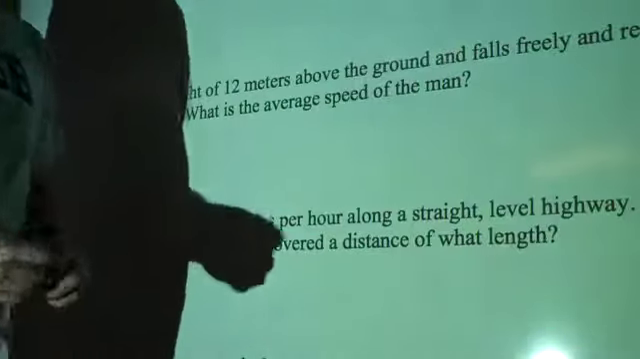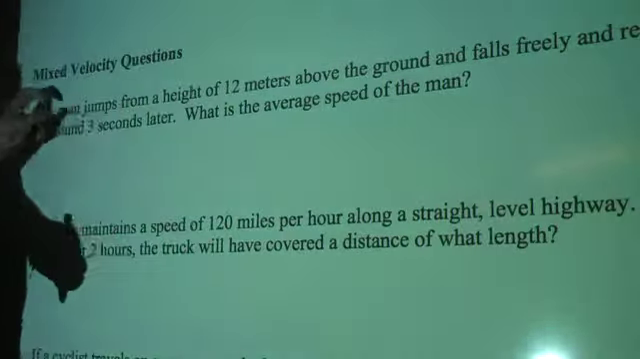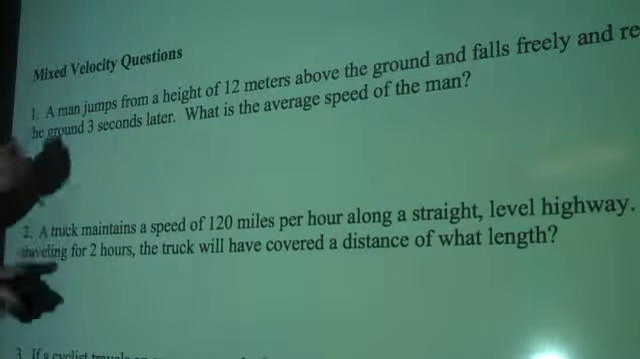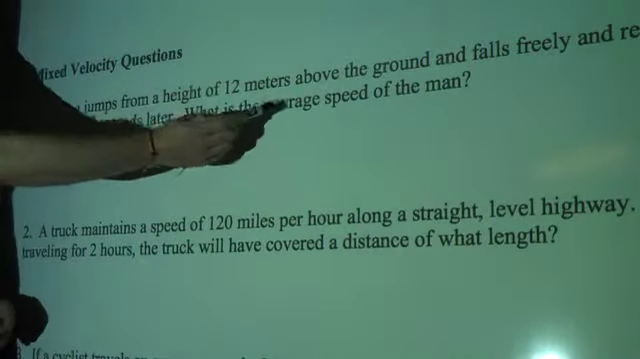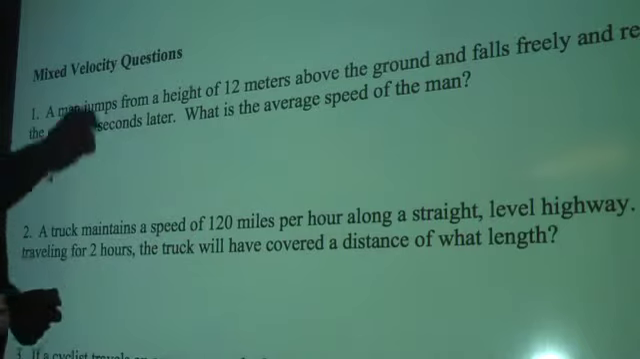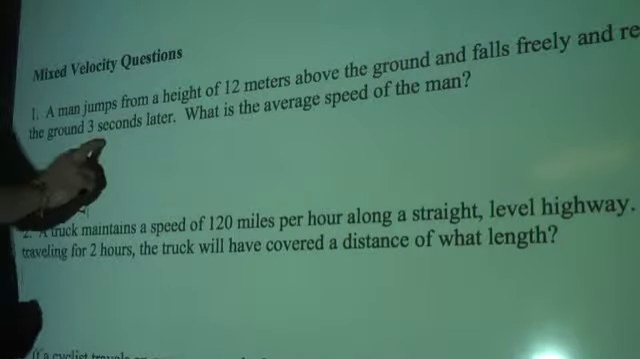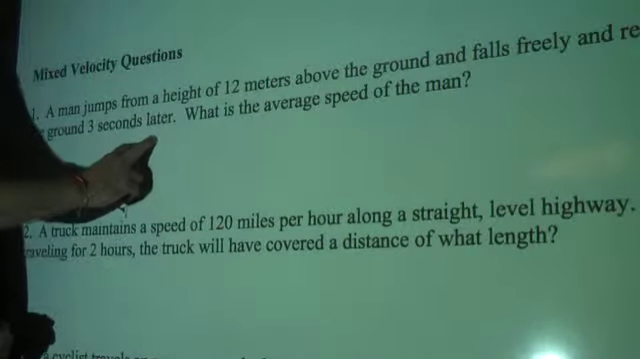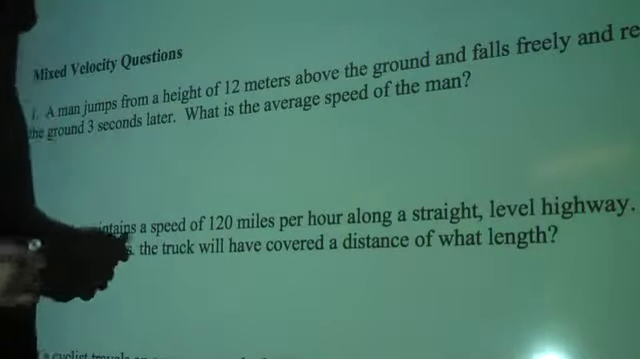Alright, so the first question we have for our mixed velocity questions is: a man jumps from a height of 12 meters above the ground and falls freely and reaches the ground 3 seconds later. The question is, what is the average speed of the man?